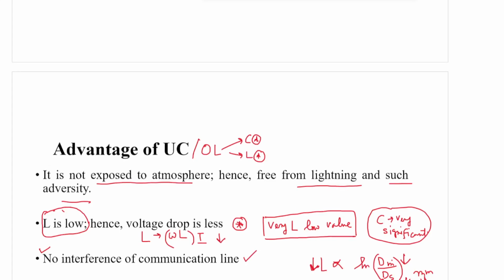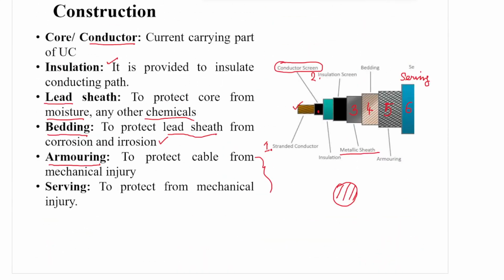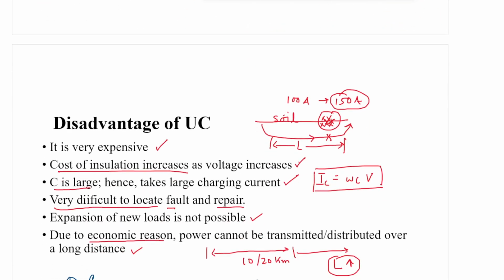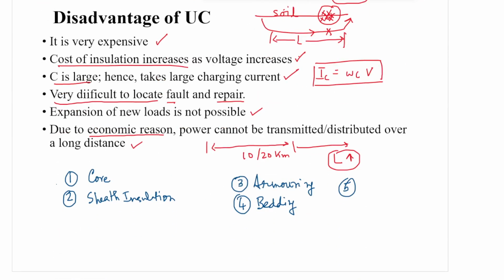Did I miss anything? Let me check. Conductor, insulation, the third layer is the sheath, metal sheath or lead sheath. It is metal, used lead. Now the fourth layer would be armoring, the fifth layer would be bedding, and the sixth will be serving. So several layers are there.